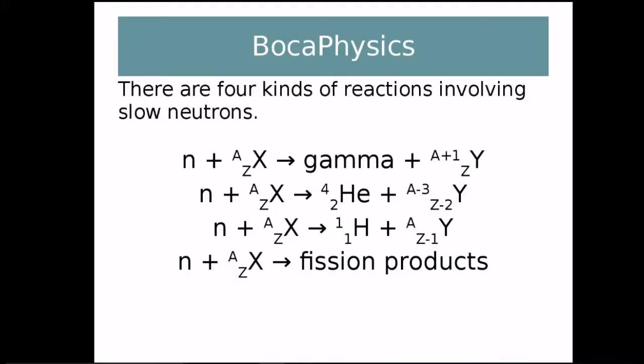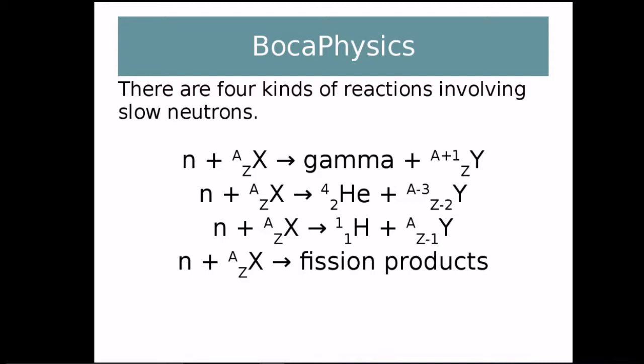There are 4 kinds of reactions involving slow neutrons. The first of these is radiative capture, and it results in the emission of gamma radiation and a daughter nucleus that has 1 more neutron than its parent. It's the most common kind of reaction because it occurs for both light and heavy nuclei. The next two reactions involve the emission of an alpha particle and a proton. These occur for light nuclei only.